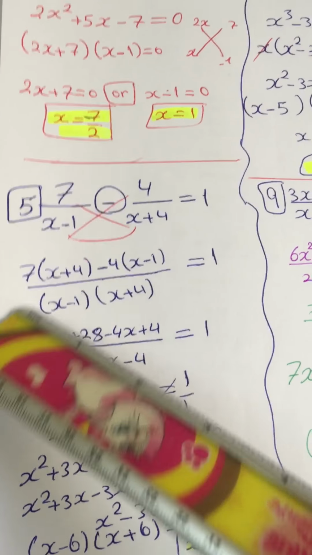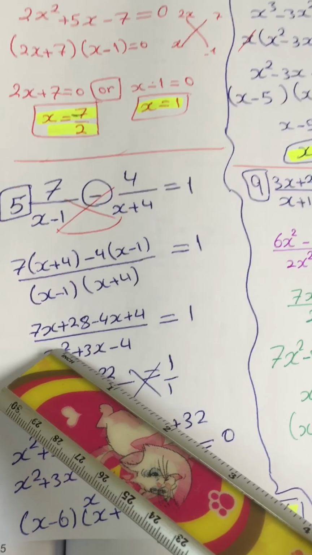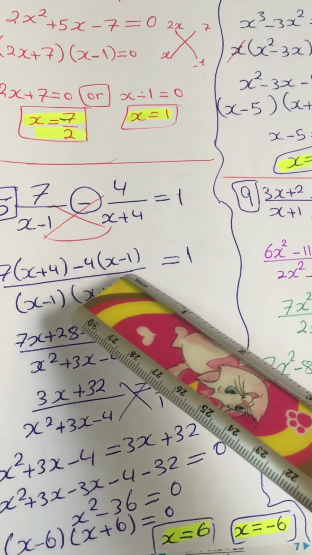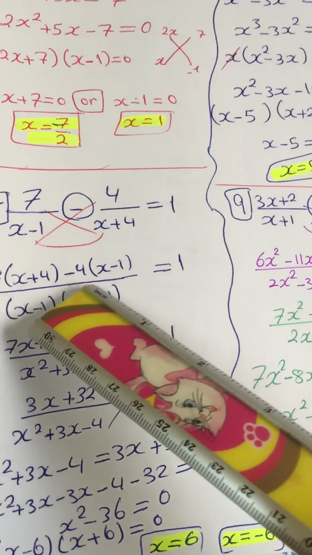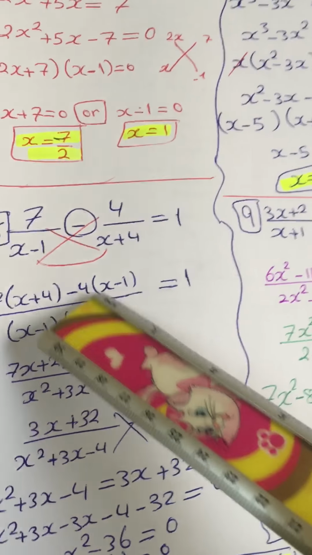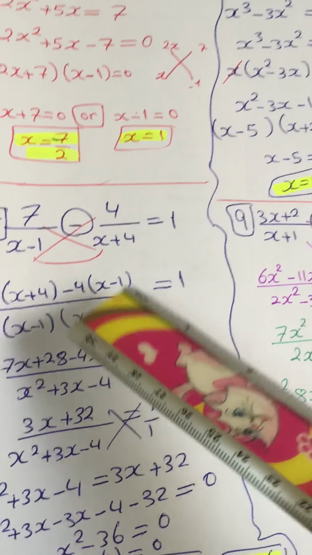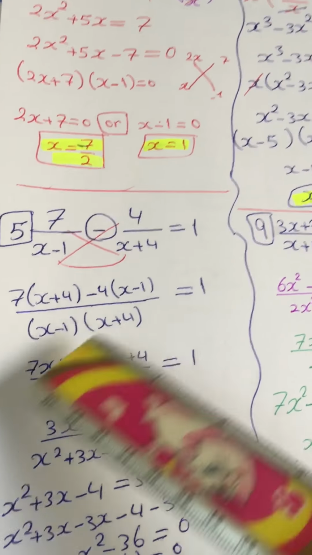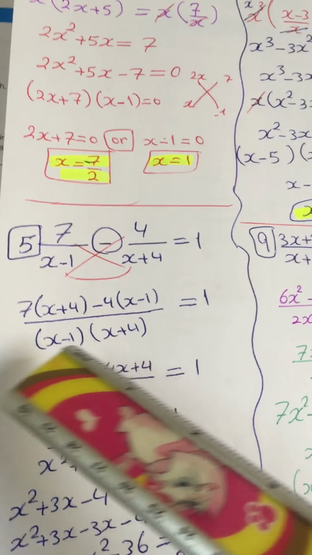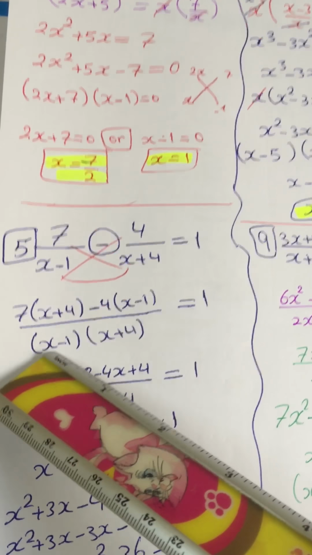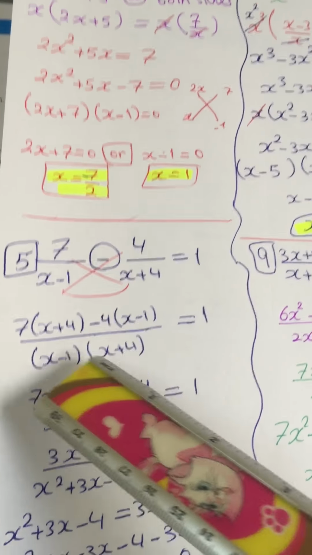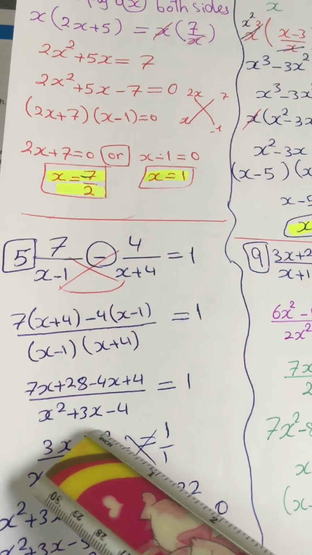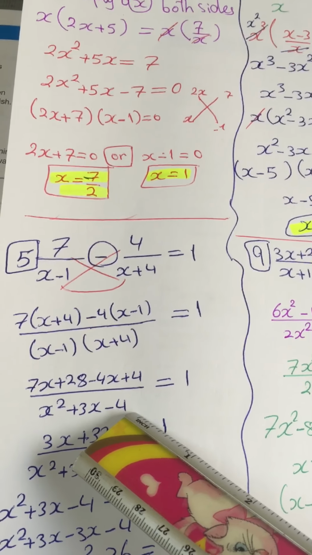Let's distribute. 7 times x equal 7x. 7 times 4 equal 28. Negative 4 times x equal negative 4x. Please take care: negative 4 multiply negative 1 equal positive 4. And the down, I solve it into x times x and x times 4, negative 1 times x and negative 1 times 4. So it will be x squared plus 3x minus 4.